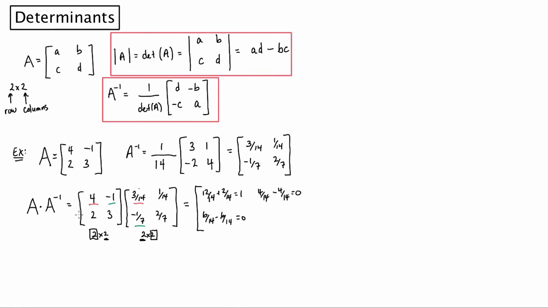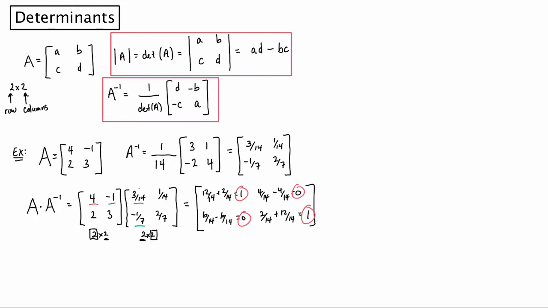And then finally, this is the second row, second column position. So it's second column, second row, 2/14 plus, let's see here, that would be 12/14. So 2/14 plus 12/14, which would be 1. And so as predicted, what you'll end up with here is the identity matrix 1, 0, 0, 1.